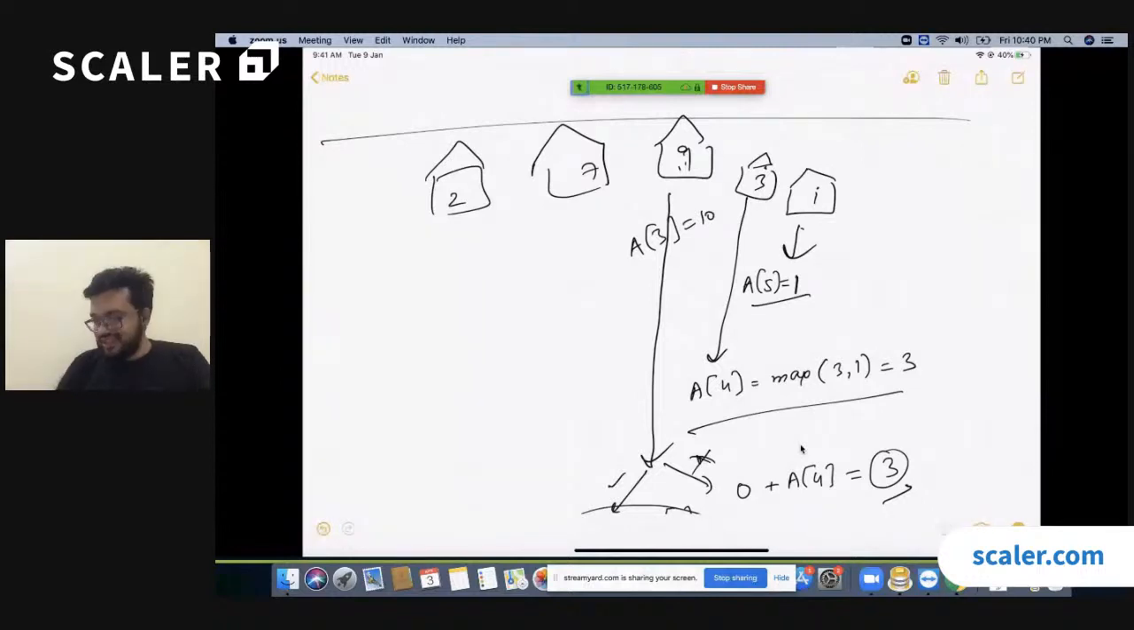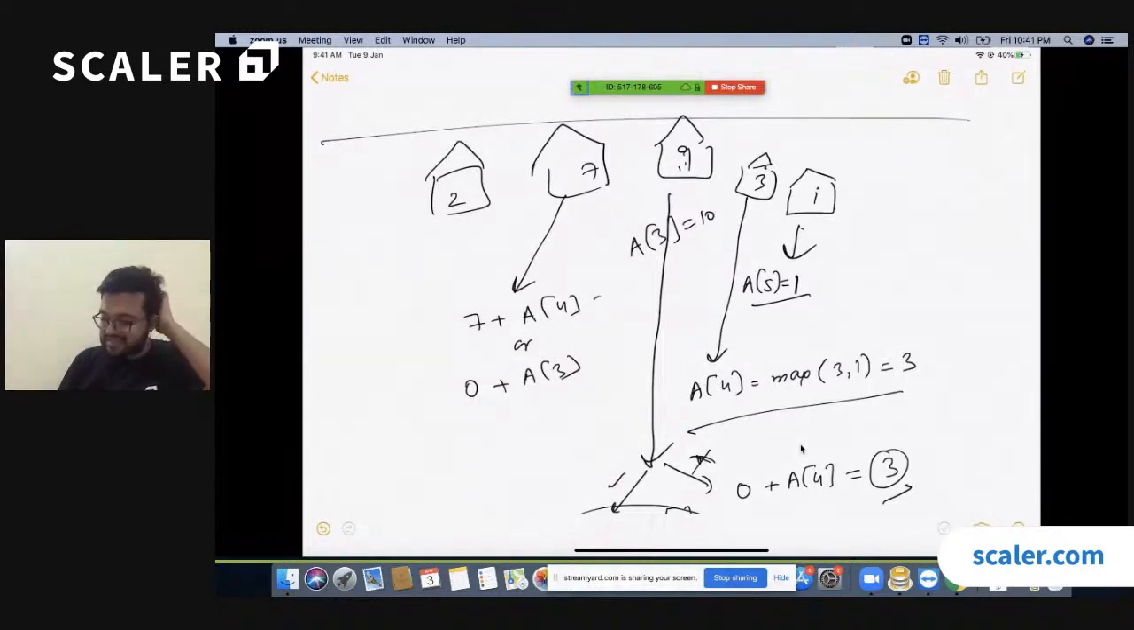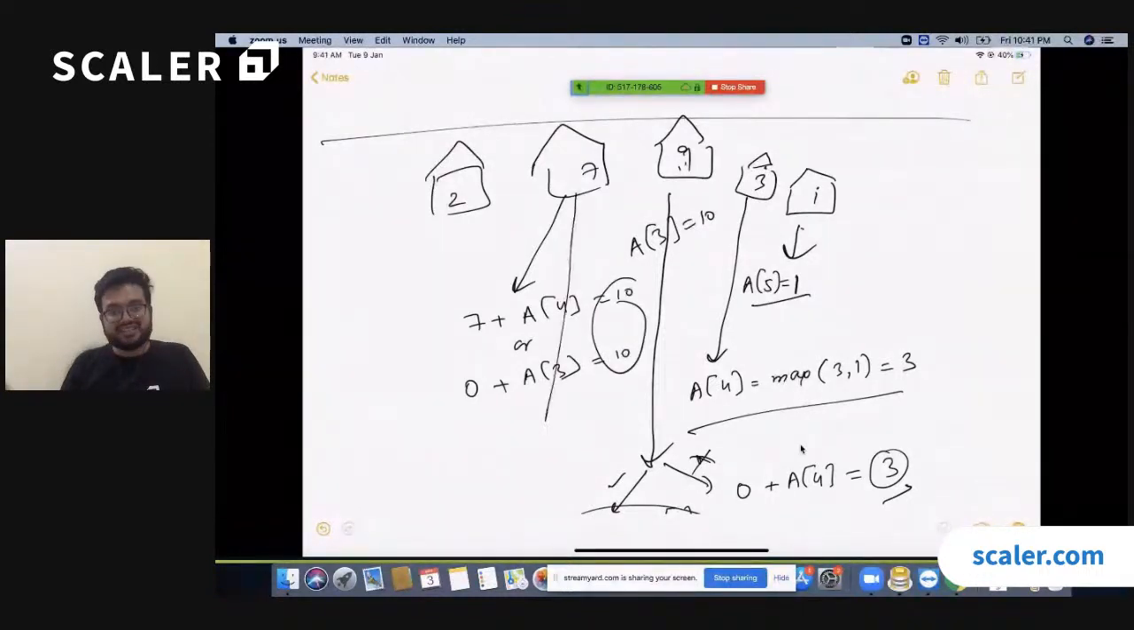Now using these 3, I can compute for this. Either I can loot it or not loot it. If I loot it, it would be 7 plus answer of 4. If I do not loot it, it would be 0 plus answer of 3. Answer of 4 is nothing but 3. 7 plus 3 is nothing but 10. Or you can say 0 plus answer 3, which is nothing but 0 plus 10, which is 10. You take the maximum of the 2, which is 10. So even for this, answer of 2 is also 10.